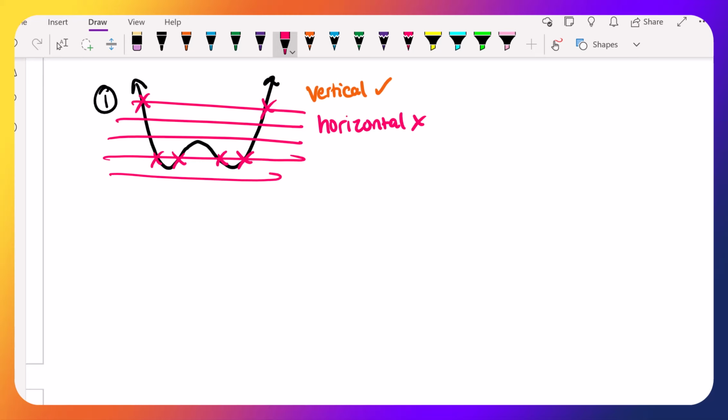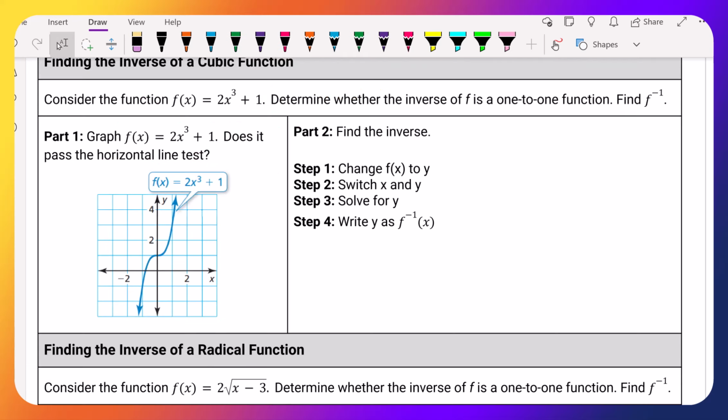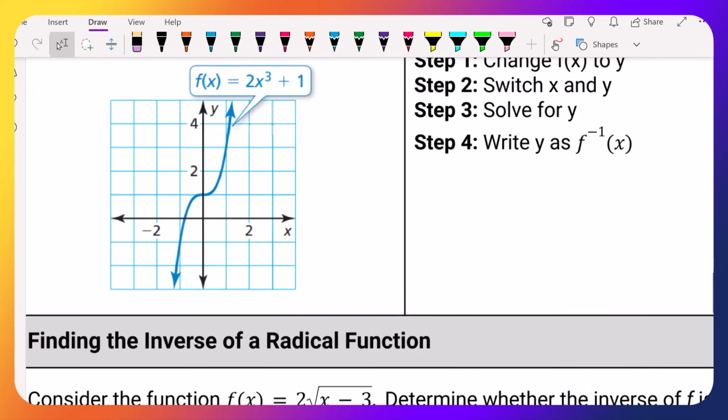So what's our takeaway from that? Why do we care if it's 1-to-1? That tells us that the original function is, well, the original equation is a function, but your inverse is not a function. So in the next section, what we're doing is 2 things. We're figuring out whether it's 1-to-1 because we have it graphed, and then we're going to actually find the inverse, okay? So here's what we're going to do.